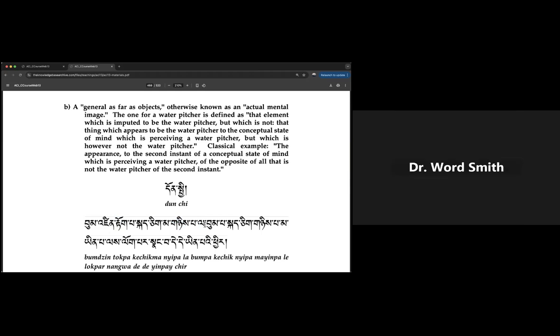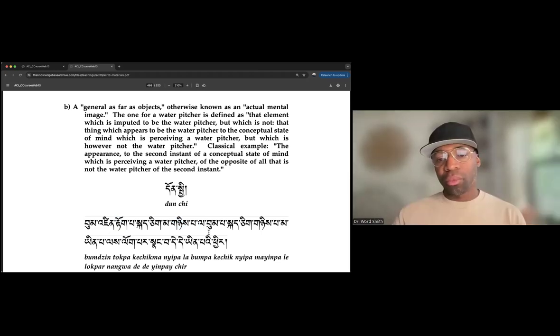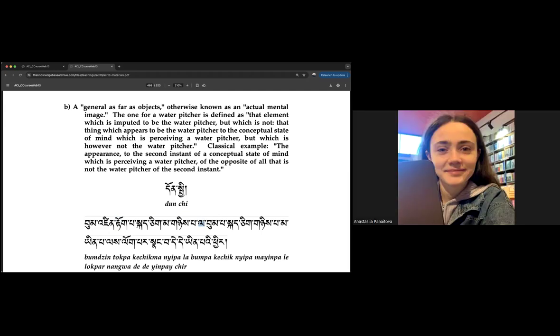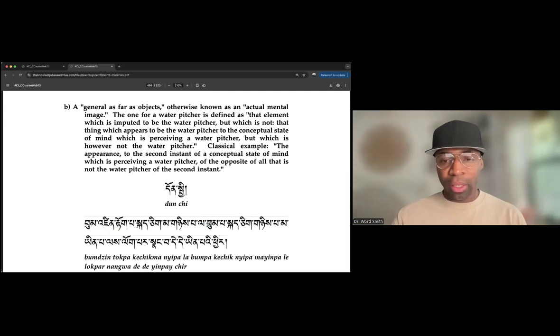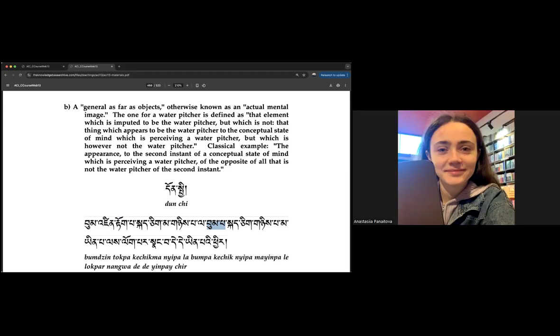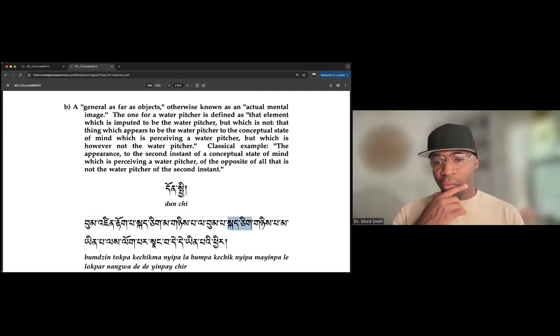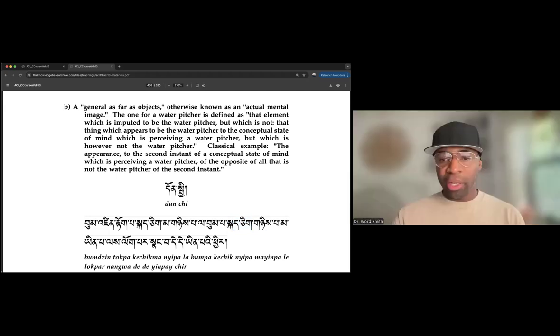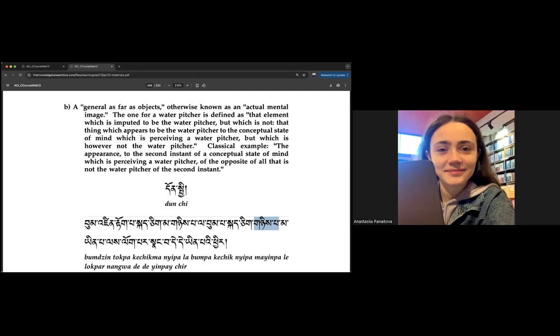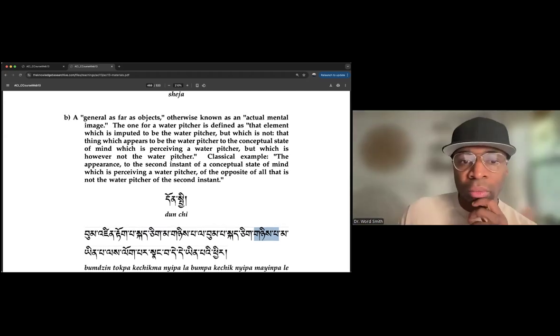Correct, the second instant. As I think it's on in this case, but yeah, exactly. On that, bumpa, a water pitcher, of the kechik, instant. Nipa again, the second instant. Yeah. Why is there 2 seconds?